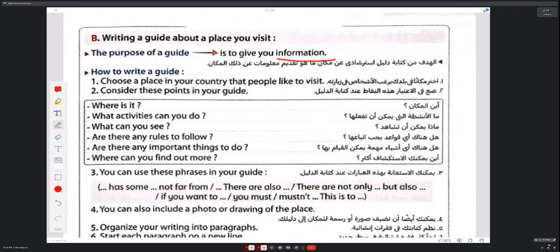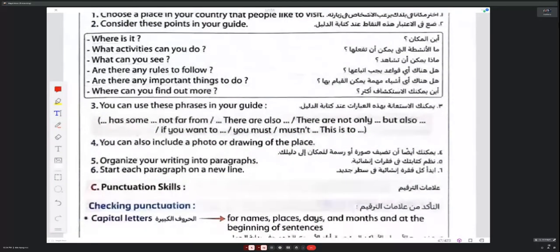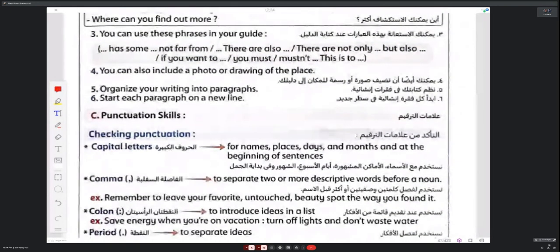What is it? What activities can you do? What can you see? Are there any rules to follow? Are there any important things to do? Where can you find out more? You can use these phrases in your guide. Has some, not far from.